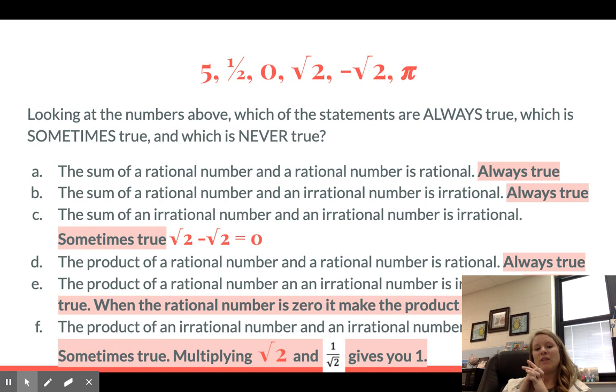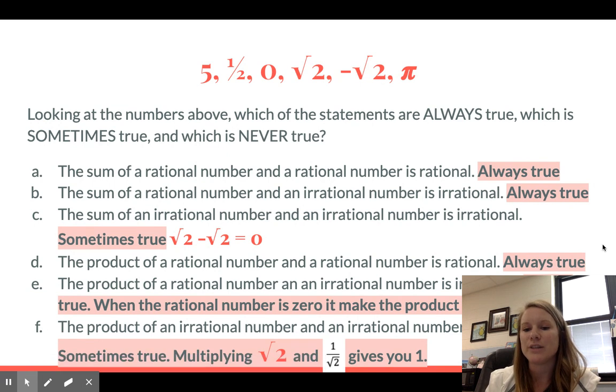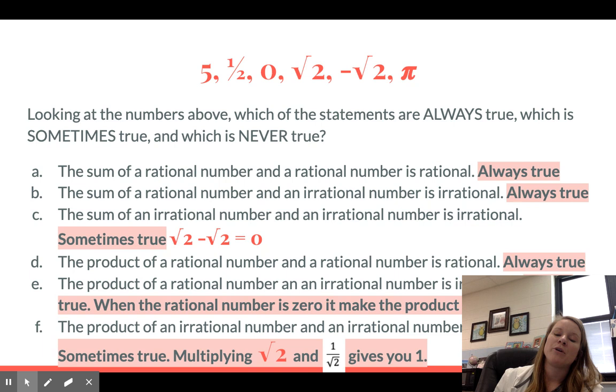Let's look at C part. The sum of an irrational and an irrational number is irrational. That one is sometimes true. Let's look at the example from up above. Radical 2, and then we've got this negative radical 2. If we go ahead and add these together, that's going to equal 0. So that's why it is sometimes true. All right, D part. The product of a rational number and a rational number is rational. That one is always true.